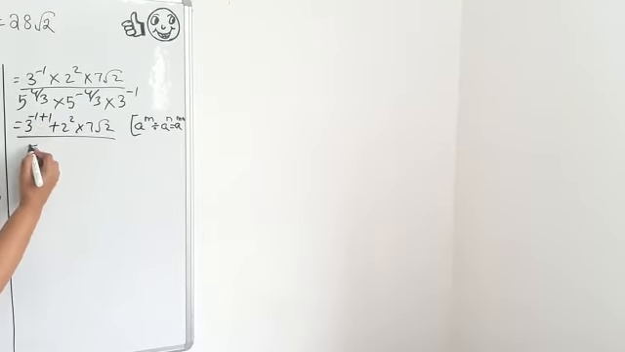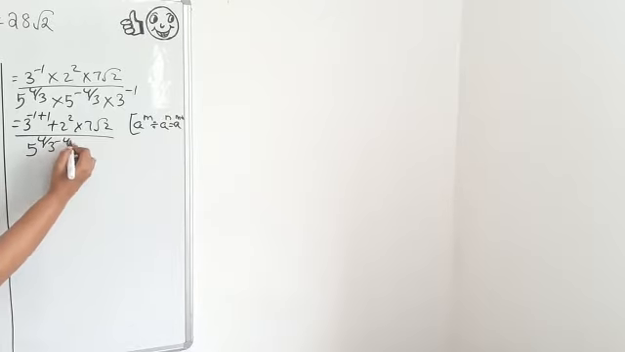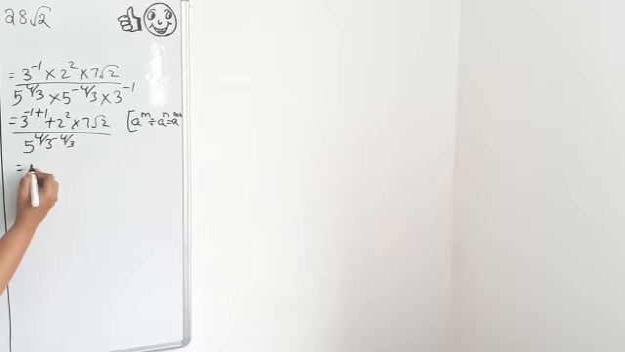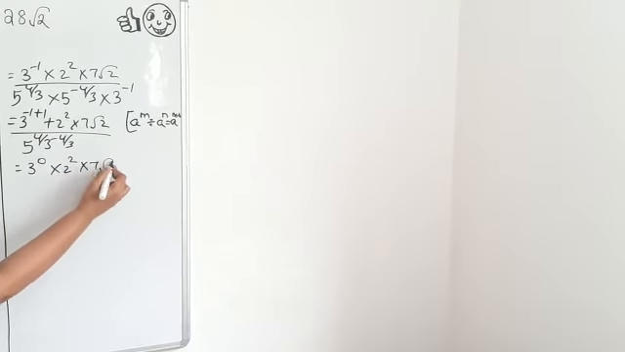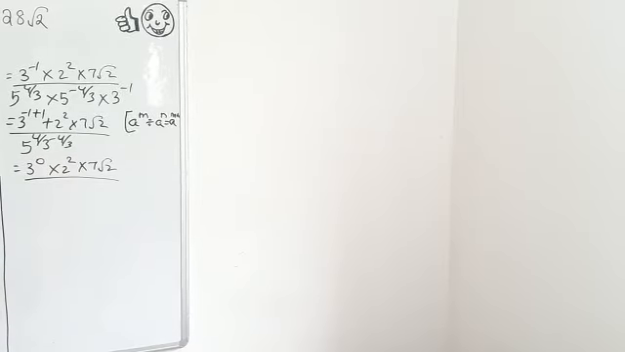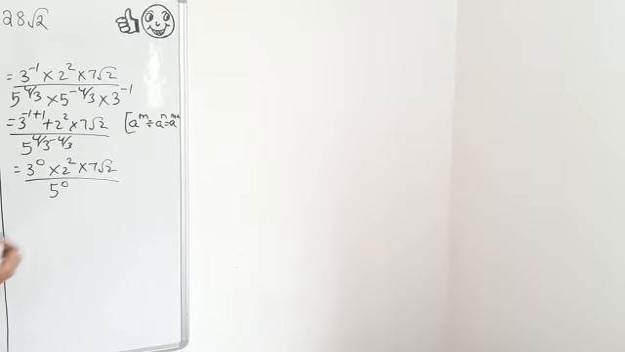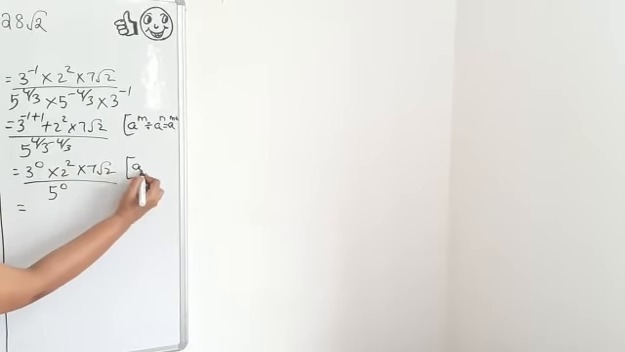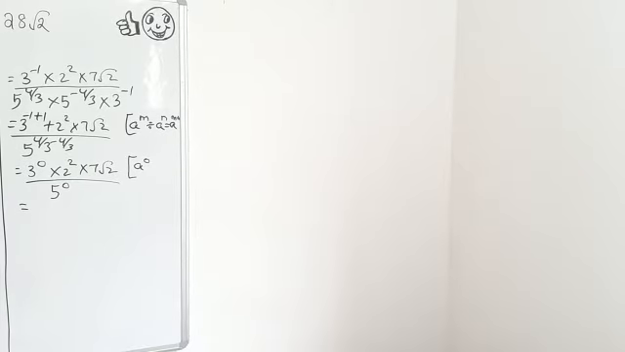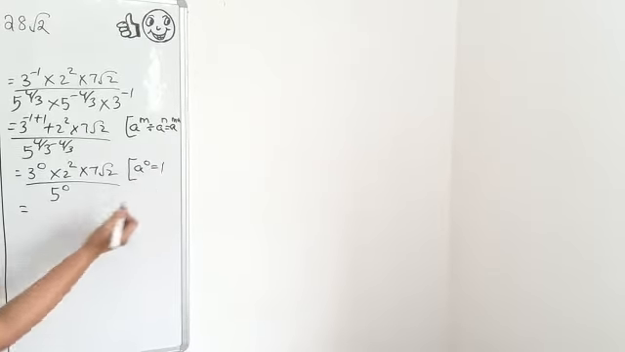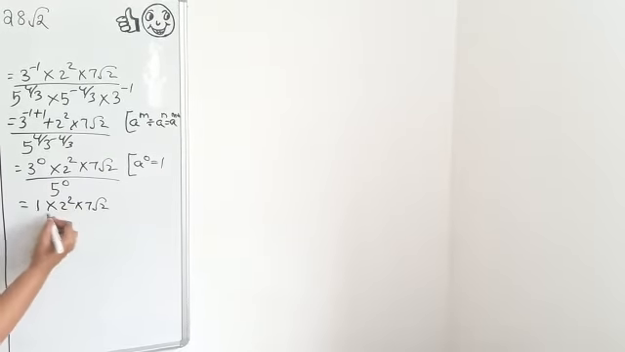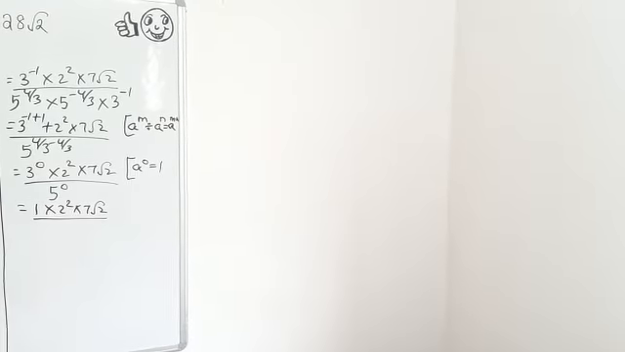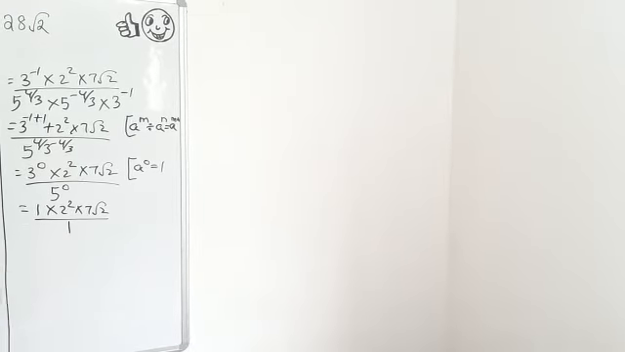Then we have the same base 5. So this will become 4 by 3 minus 4 by 3. So 3 power minus 1 plus 1 is 3 power 0, multiply by 2 square into 7 root 2, by 5 power 4 by 3 minus 4 by 3. Again it will become 5 power 0. Using another law of exponent, any number raised to the power 0, the value will become 1. So 3 power 0 will become 1 into 2 square into 7 root 2. 5 raised to 0, again a number raised to the power 0, so this value will be 1.